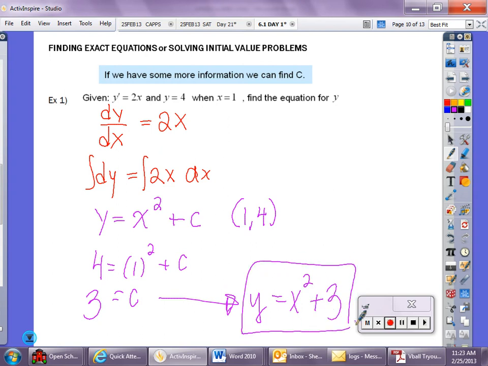This is kind of how I show that I'm going to put in an initial value. I just write the point next to my c so I know. Please make sure you put the right one in the right place. The x goes in where the x's are, the y goes in where the y's are. Please don't mess that up, or you end up with the wrong equation in the end.